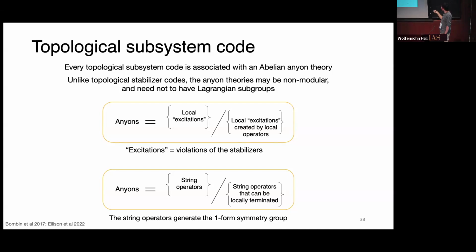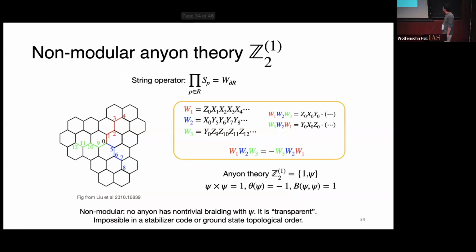The definition of the anyons now is more or less the same as before. I just copied these definitions without any change. You can still talk about local excitations, but now there's no Hamiltonian, so an excitation is just a violation of stabilizers, modded out by the ones that can be created locally. And you can also define it in terms of string operators. Again, these are the one-form symmetries of this code state. For the example that I discussed earlier, you can just follow the definitions and compute.